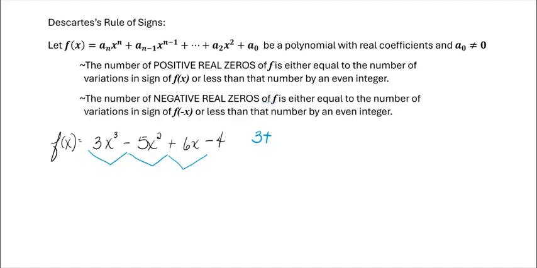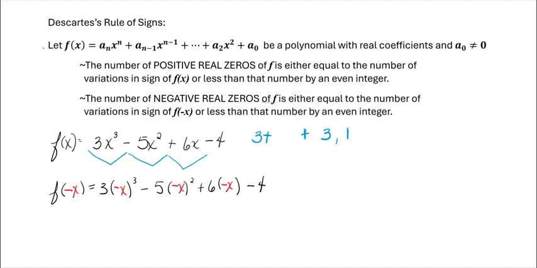So for my positives, I can have 3 positives, or I can have 3 minus 2 positives, which is 1, and that's it. So I'm going to have either 3 positive real zeros or 1 positive real zero. Now I'm going to look at it with the negative. I rewrote my equation here with a negative x in place of every x.